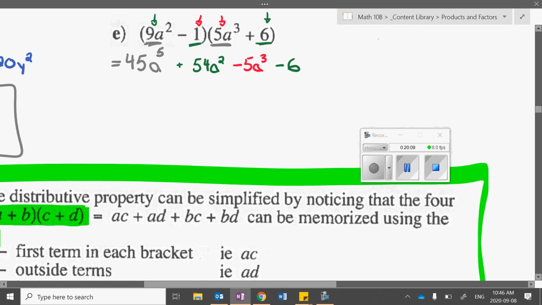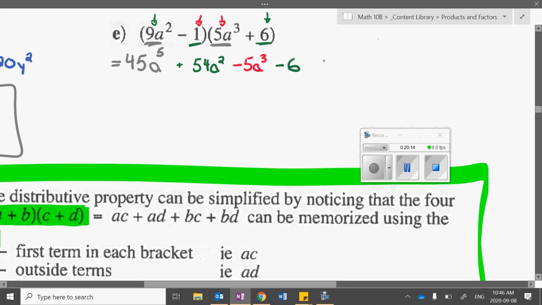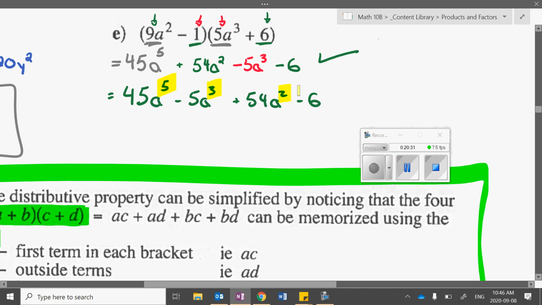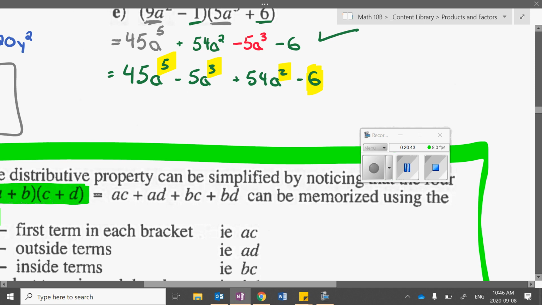Can I do anything with this one? No, nothing can combine. I would mark this correct. That's 100% fine. We should really reorder this to make our degrees highest to lowest. Remember, degrees are our exponents. So these exponents are 5, 3, 2. What's the degree on my 6? 0. When there's not a variable, it has a degree of 0. So we would call our 6 our constant as well.